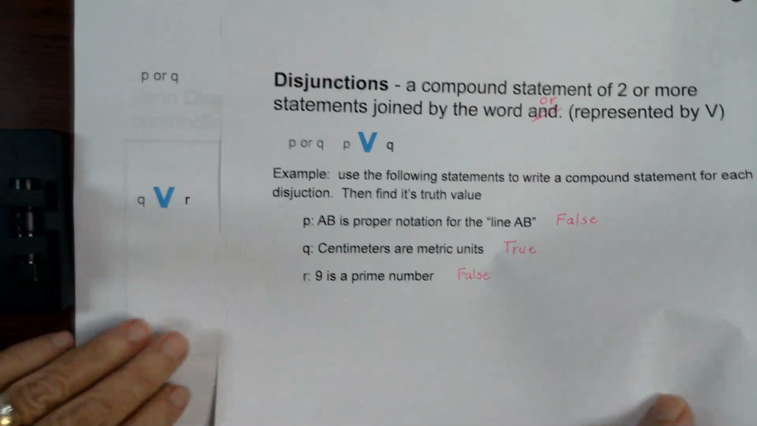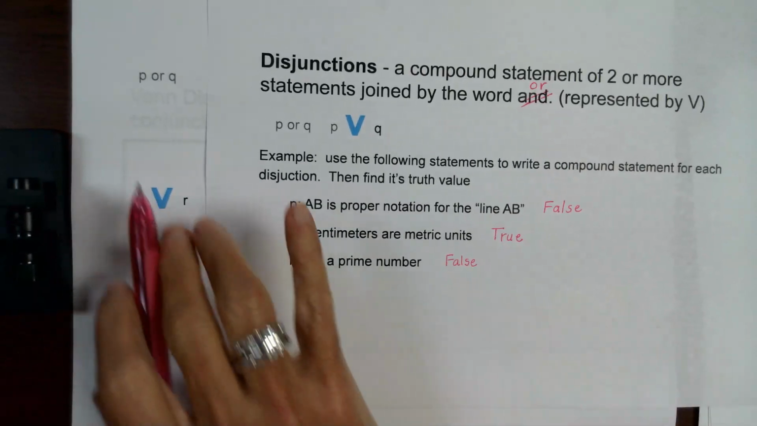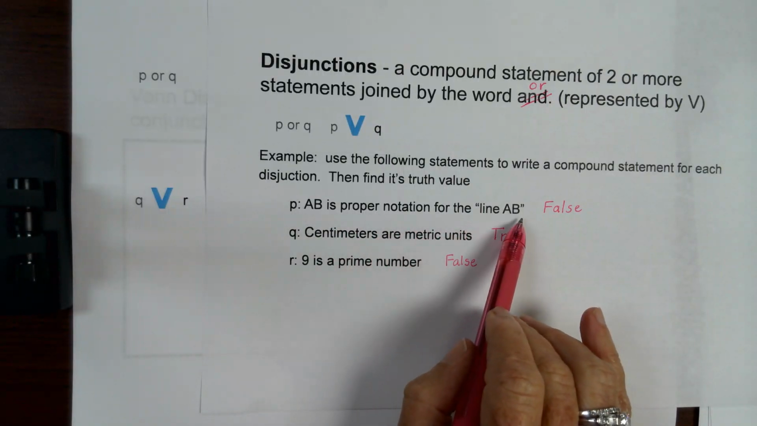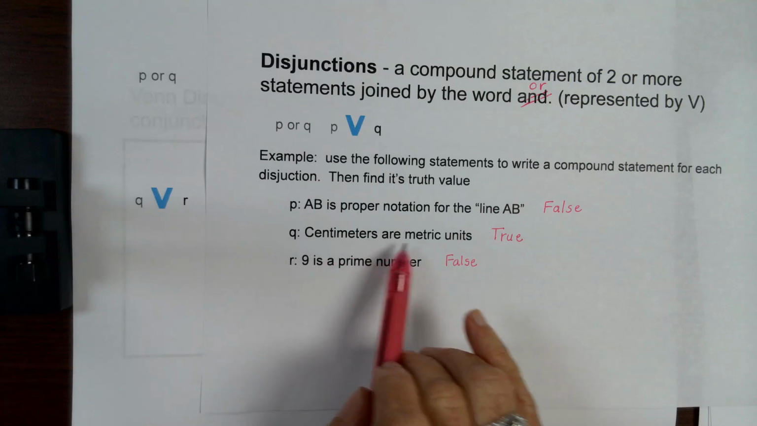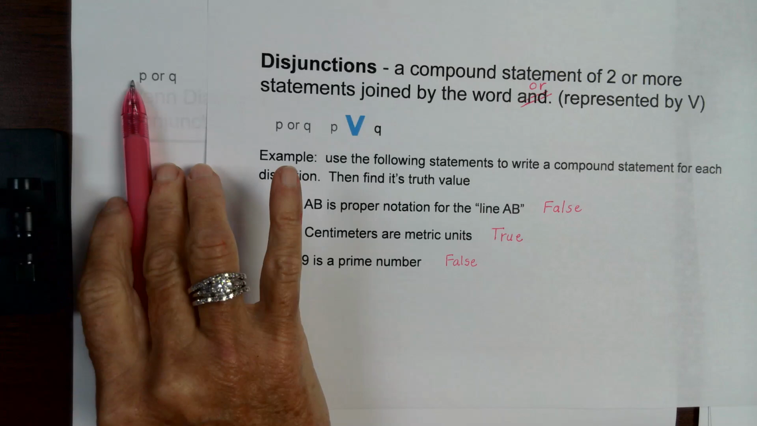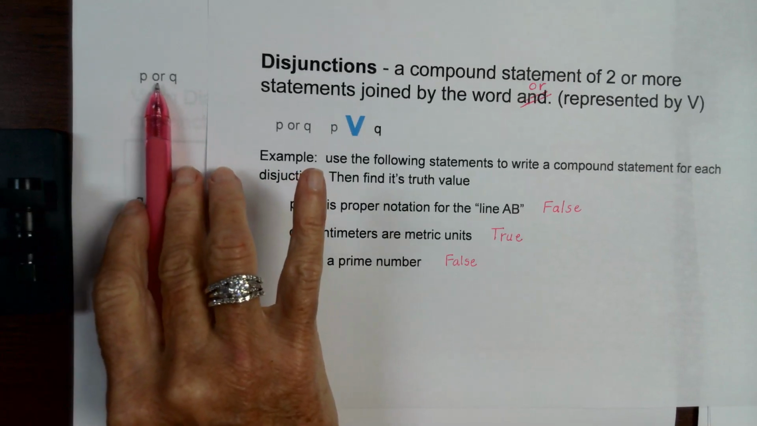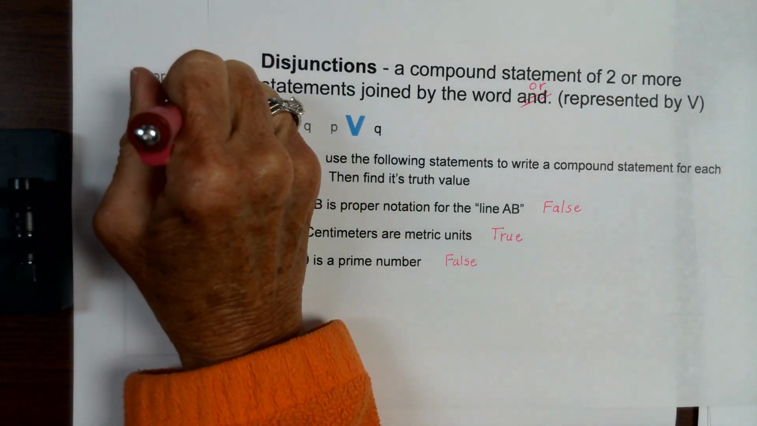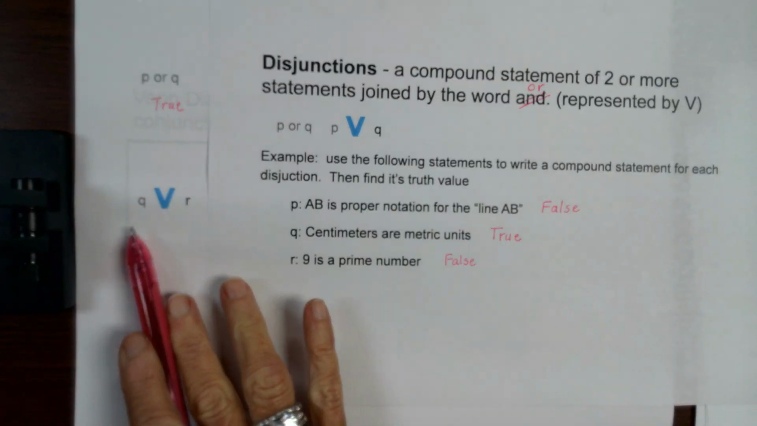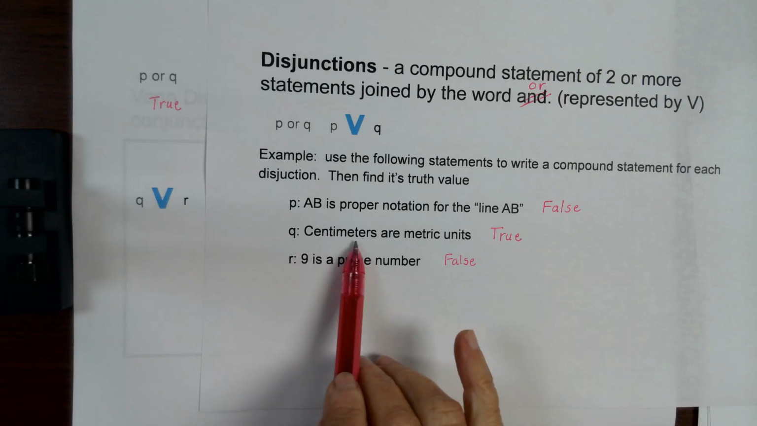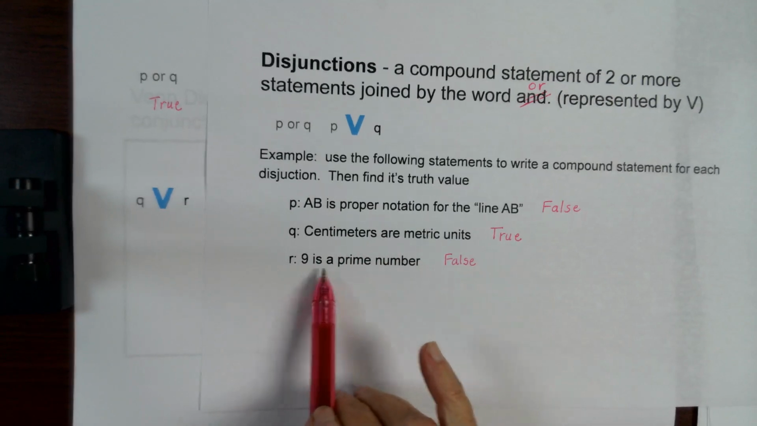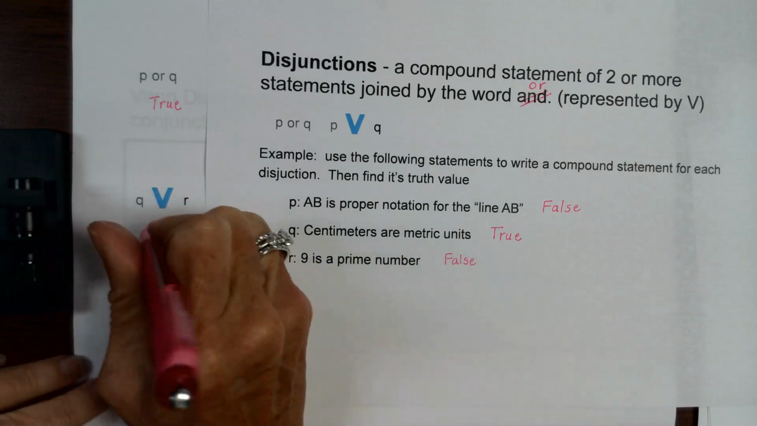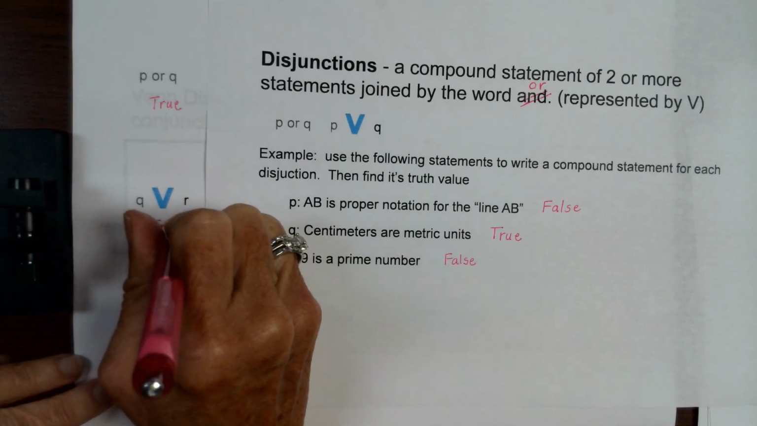Okay, so if we're going to do these two, P or Q says AB is proper notation for the line AB, and centimeters are metric units. So this one is false, this one is true, but it has an or between it, so as long as one of them is true, the statement is true. This one says Q or R, so this one says centimeters are metric units, or 9 is a prime number. This one's true, this one's false, so my disjunction is true.